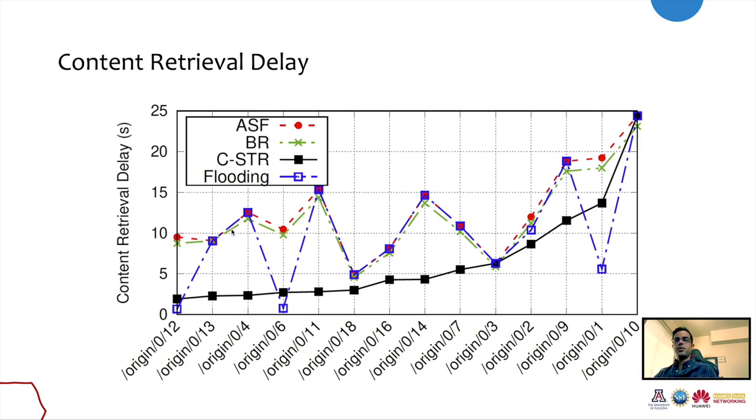But except for a few contents, we can see that C strategy shows a better performance than flooding. And that is because flooding overwhelms the network with a huge amount of requests, causing a lot of unnecessary cache eviction on each node. And also, it treats all contents in the same way without giving any priority to the hot contents that are more likely to be requested in the future.